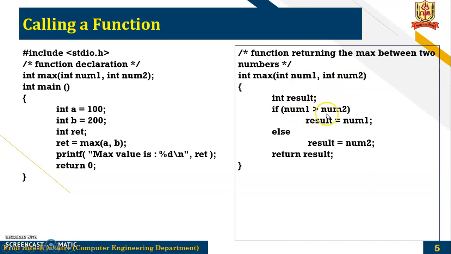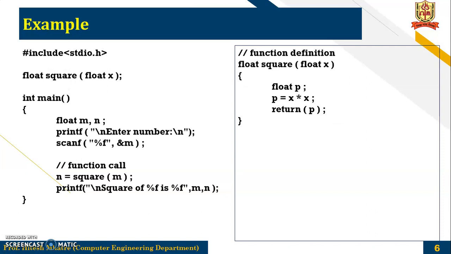It will check whether num1 is greater than num2. In this case, num2 is greater, so result will store the value 200. Then it will return result, that is 200. From here, it will come back to the call. So the result, 200, will be stored in the variable return. So the max value returned is 200. This is how the function call works.